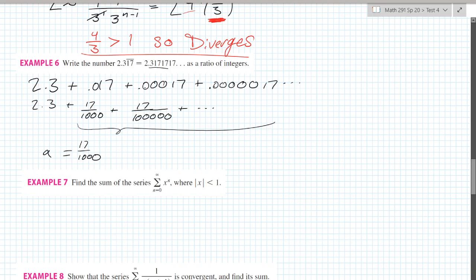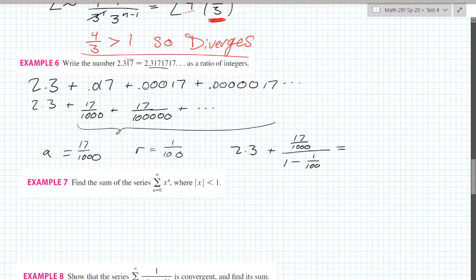17 over 1,000. So what do we need to do to get from here to here? What's our common ratio? Common ratio, R, is, we're multiplying this by 1 over 100 to get from here to there, from there to there. So we have our 2.3 out front plus our first term divided by 1 minus our R term.